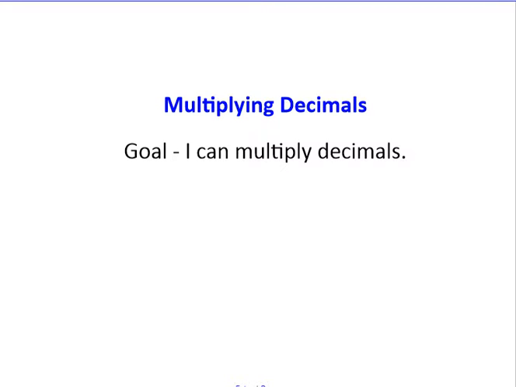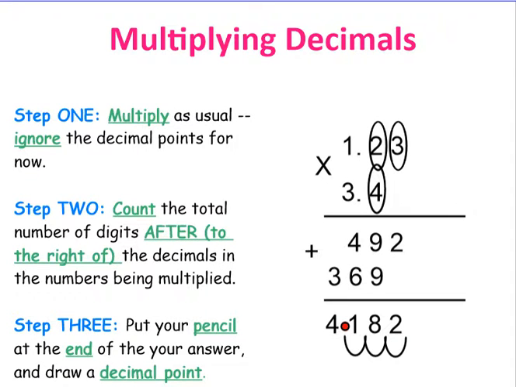Alright, so in this lesson we're going to talk about multiplying decimals. Multiplying decimals is not terribly different from multiplying integers or whole numbers. The difference comes into play when we have to find out where the decimal point goes at the end of the problem. But through this lesson I'm also going to review how to multiply whole numbers as well. So let's go ahead and get started.